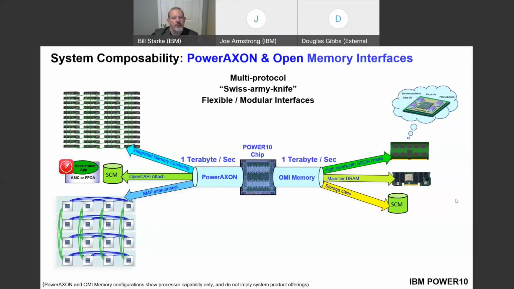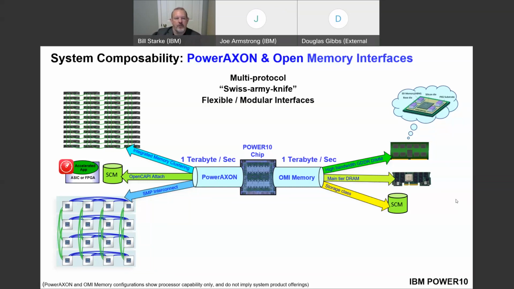Going to the left side of the chart, that Power AXON signaling interface coming off the corners of the chip. Once again, that's another terabyte per second, 1 trillion bytes of data per second, capable of running over that. And how do we use that? Well, its main use is to build a large SMP interconnect. So, the E1080 with those 16 sockets: how are we communicating? We're running over this interface, connecting those 16 sockets together.